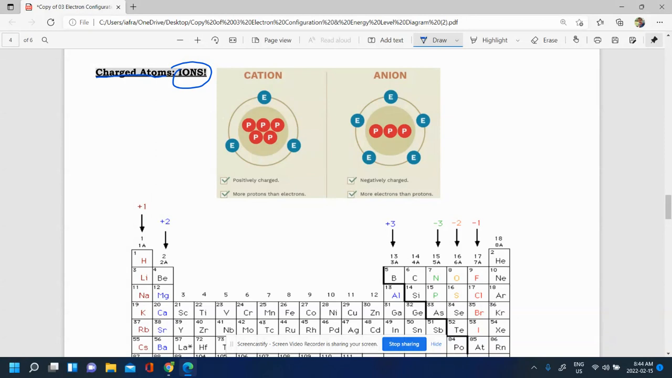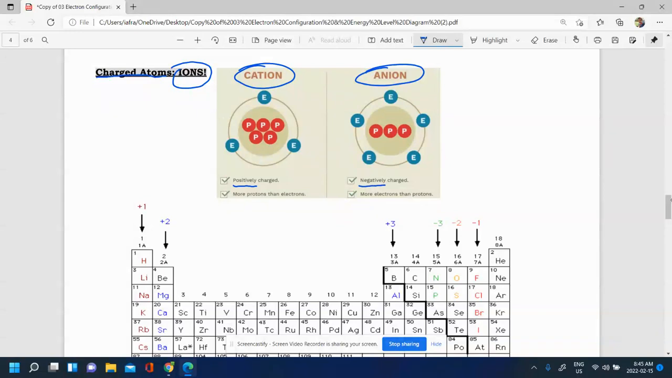And the only way to become a charged atom is to either lose or gain electrons. So there's two main types of ions. There are cations and there are anions. The cations are positively charged. The anions are negatively charged.